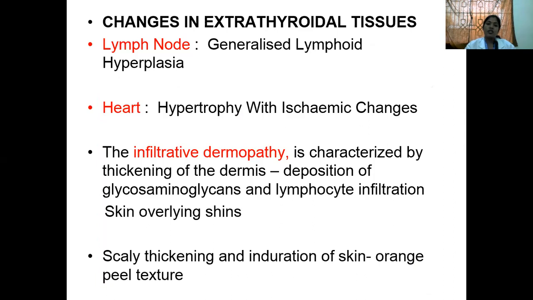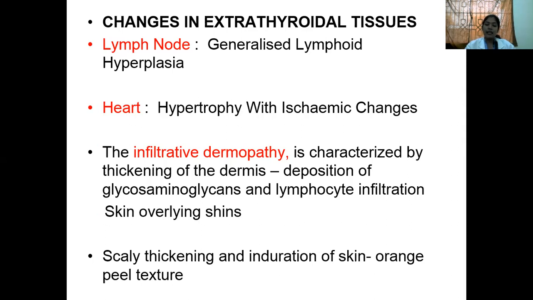So what are the changes in the extrathyroidal tissue? In lymph node, you can see generalized lymphoid hyperplasia. Coming to the heart, you can see hypertrophy with ischemic changes. And in the skin, you can see infiltrative dermopathy, which is characterized by thickening of the dermis. So why is there thickening? This is mainly because of deposition of glycosaminoglycans and lymphocyte infiltration. This is most commonly seen in the skin overlying the shins.